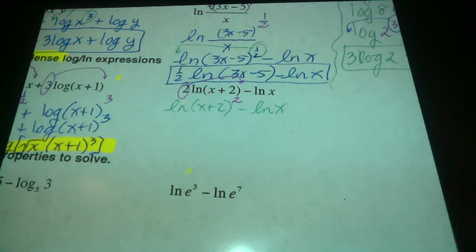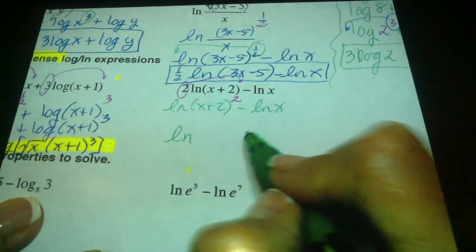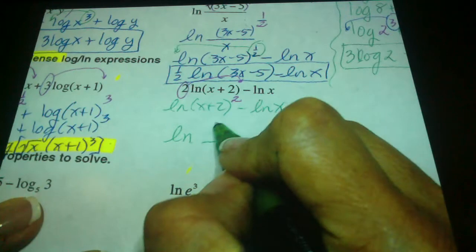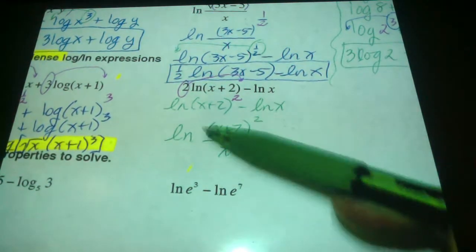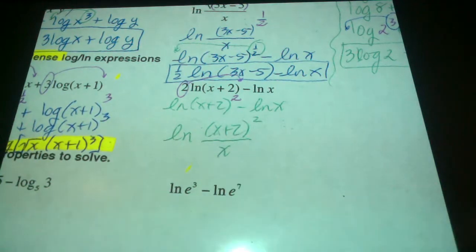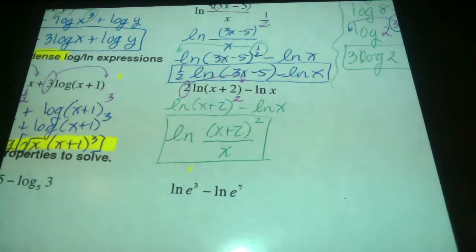Then from here, I have overall subtraction. What do I do with that? So the natural log of, which comes first? (x plus 2) squared over just the x. You do not have two separate natural logs here. Only one is hanging out to the side. And then that's your final answer. That one's not so bad, right?